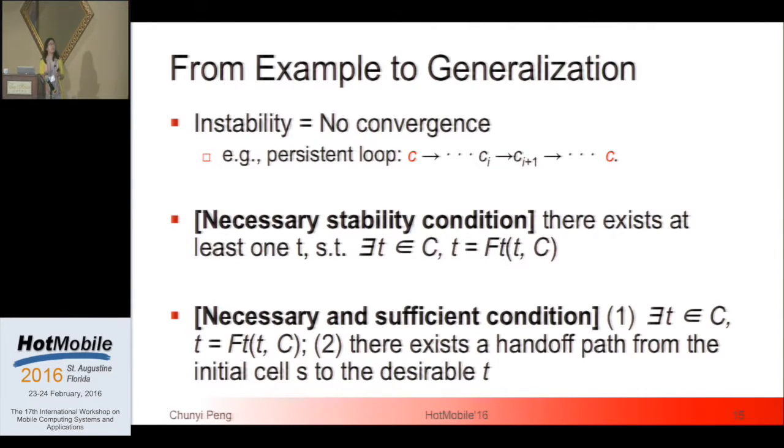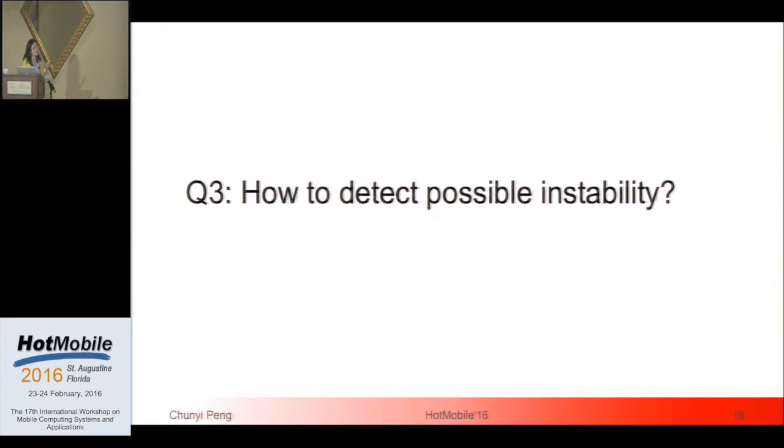Due to the time limit, I don't want to repeat all this theoretical foundation. Basically, we can derive that there exist some necessary and also some necessary and sufficient conditions to guarantee stability. For example, if you want stability, you have to have some cell which will decide to move to itself. Otherwise, it will never converge. So this rule gives a foundation for the last task: how to detect possible instability in reality.